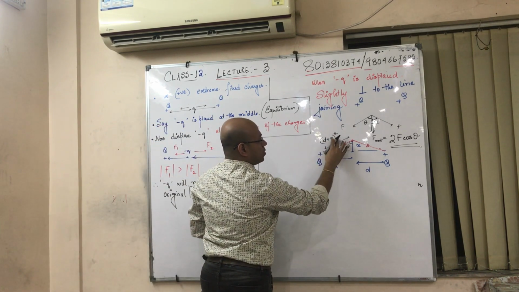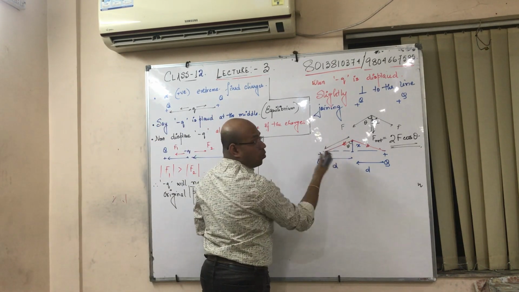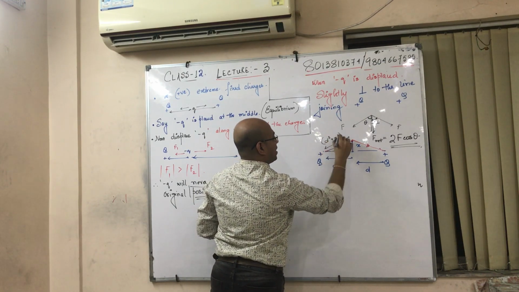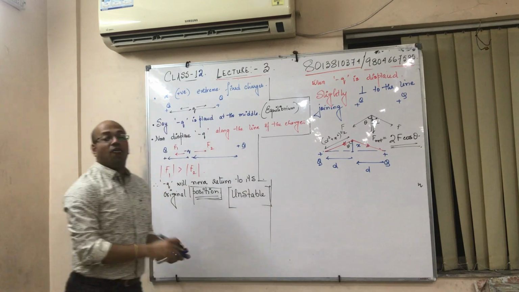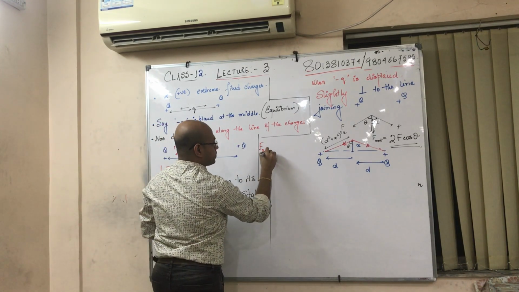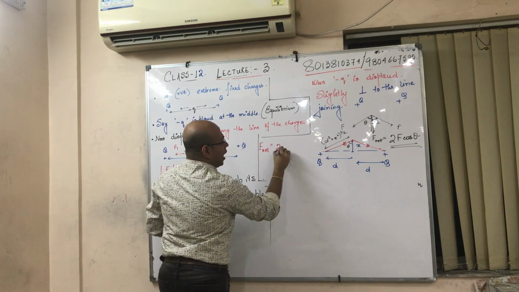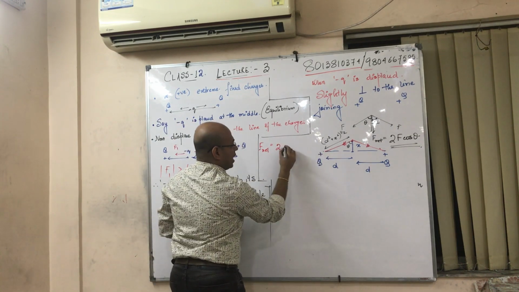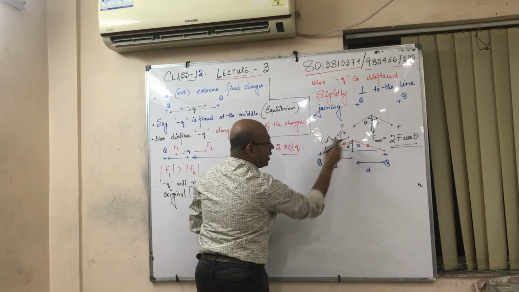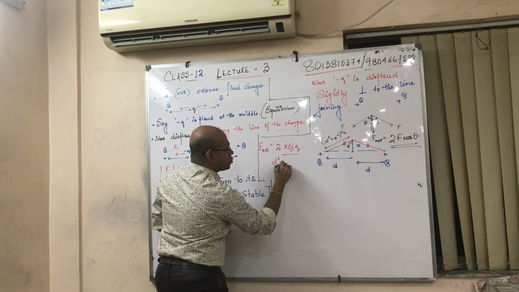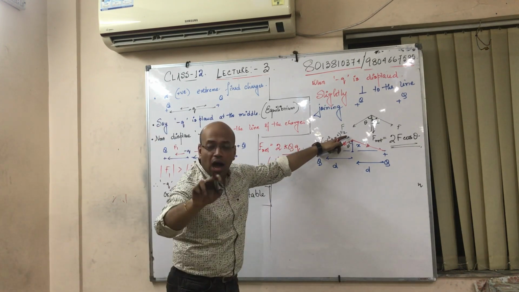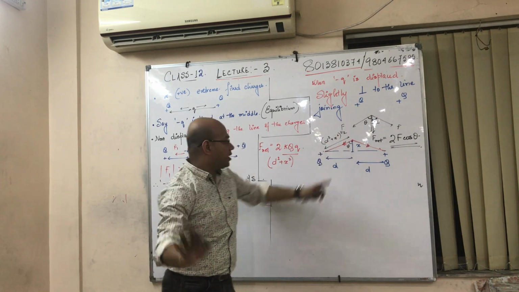Sir, what are you writing? So this is d square plus x square to the power half. Now we have to write the expression of the net force. So first 2, and what was F? See, F was k big Q small q by r square. This square signifies d square plus x square, half the whole square, is the normal thing.